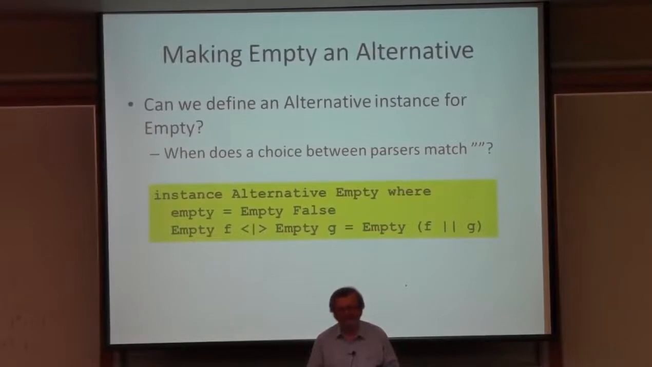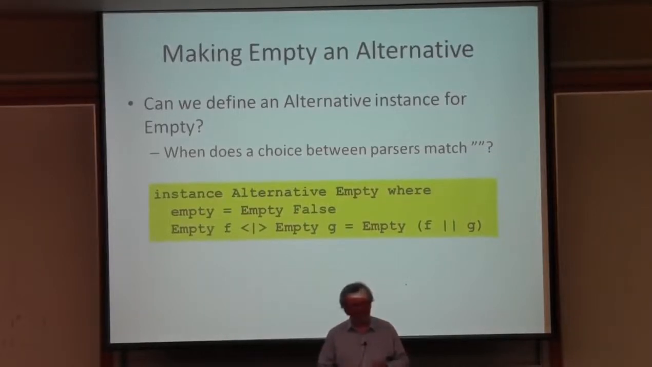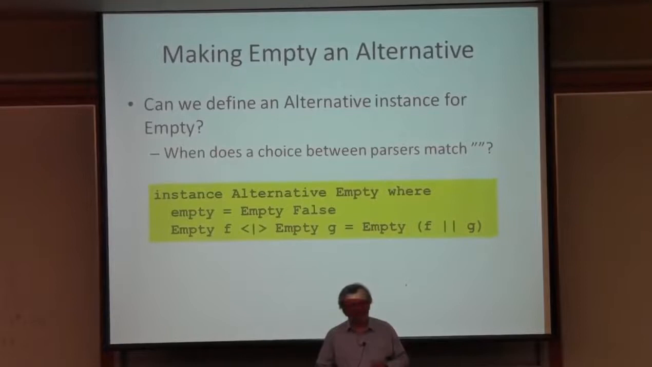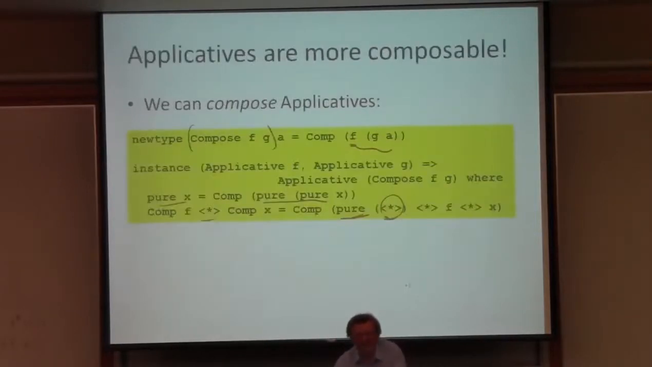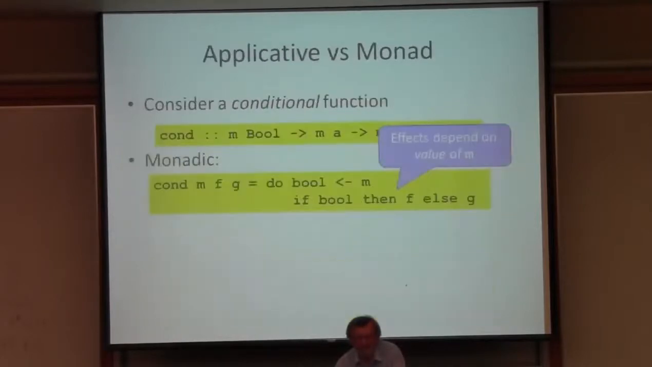Is this the one which accepts the empty string? Okay, but it seems to me that you have some kind of recursion. You define this choice operator in terms of empty, and the thing is, can you get empty true? Can I get empty true? Yeah. So at what point do you match the empty string?